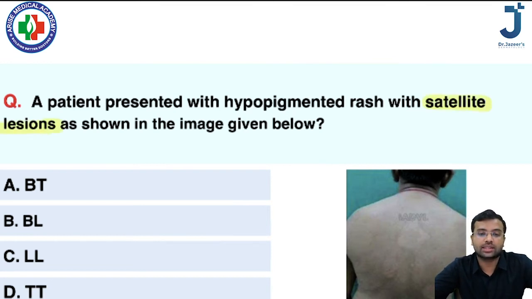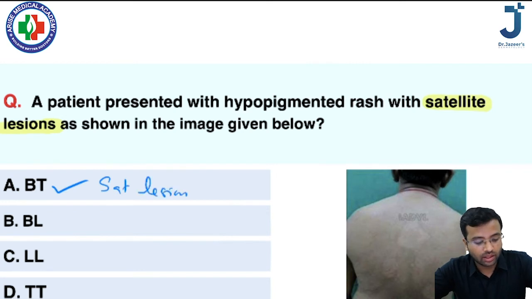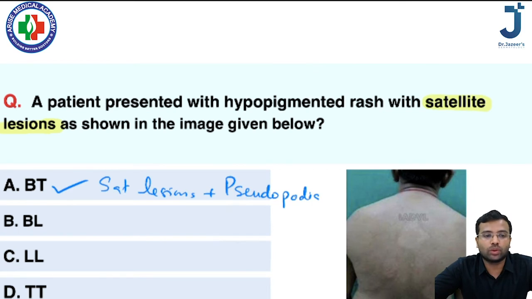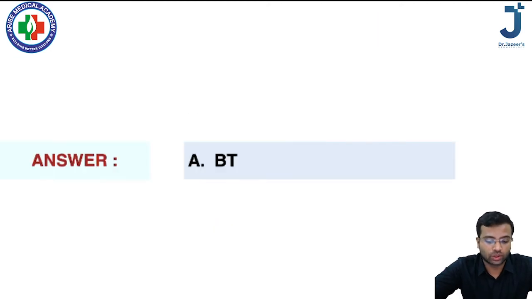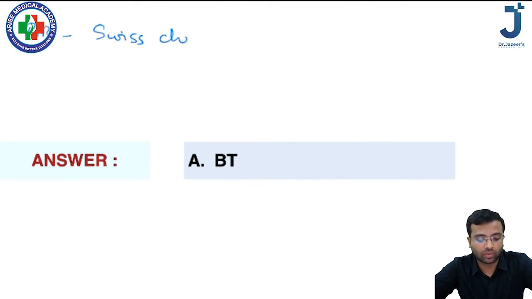We all know that satellite lesions and finger-like projections, that is pseudopodia, are both seen in BT type of leprosy. Now do you remember what type of lesions are seen in BB type of leprosy? That is the borderline type of leprosy. So in borderline you would be seeing a Swiss cheese appearance or inverted saucer appearance.